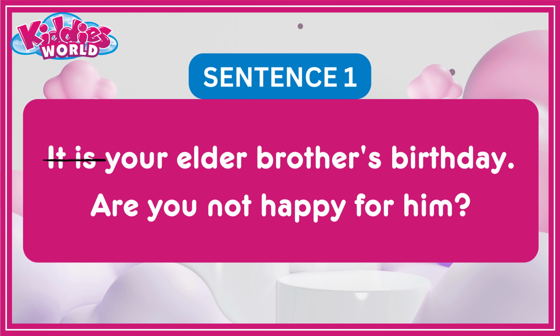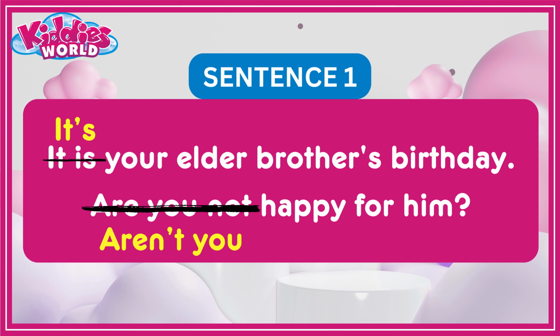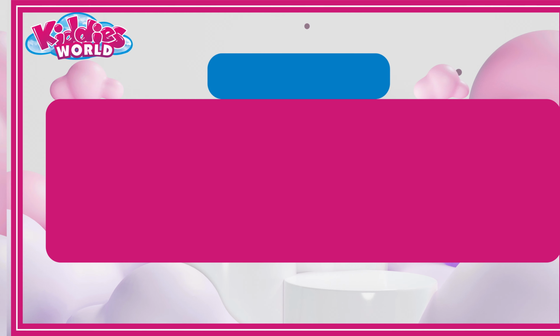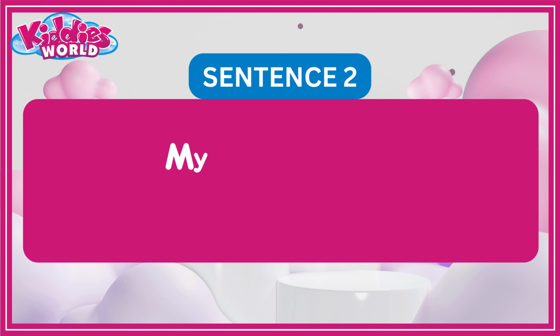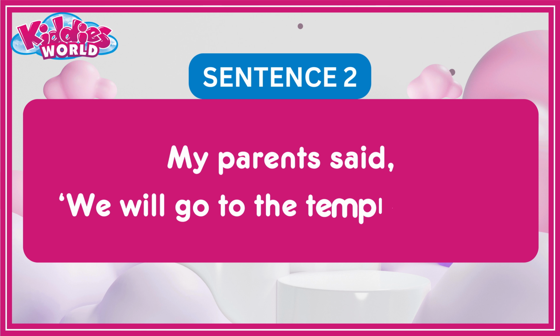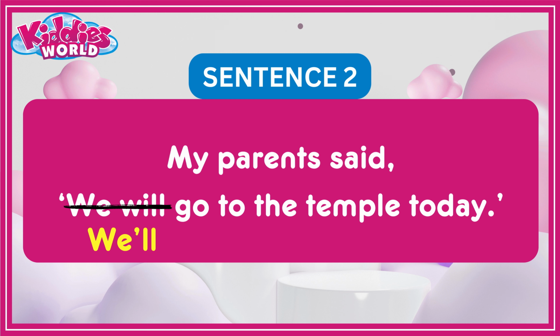It is becomes it's. Are you not becomes aren't you. Now say it like this. It's your elder brother's birthday. Aren't you happy for him? That sounds better and quicker to say. Sentence 2. My parents said we will go to the temple today. Let's find the words to shorten. We will becomes we'll. Now, the sentence becomes my parents said we'll go to the temple today. Well done. That's a smoother sentence.